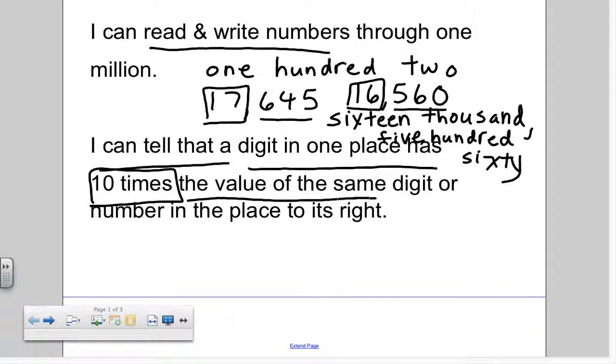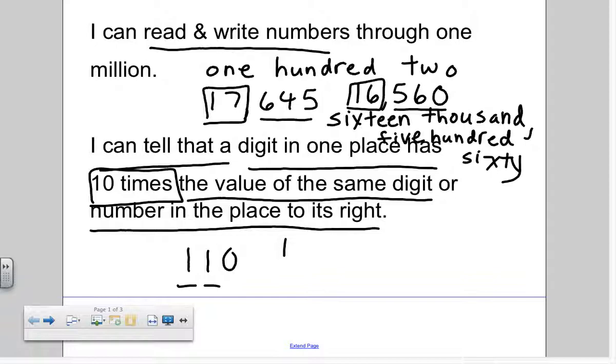times the value of the same digit or number in the place to its right. For example, if I said 110, notice there's two ones. The first one is valued at 100. The second one is valued at 10. So notice that the first one is 10 times greater than the second one.